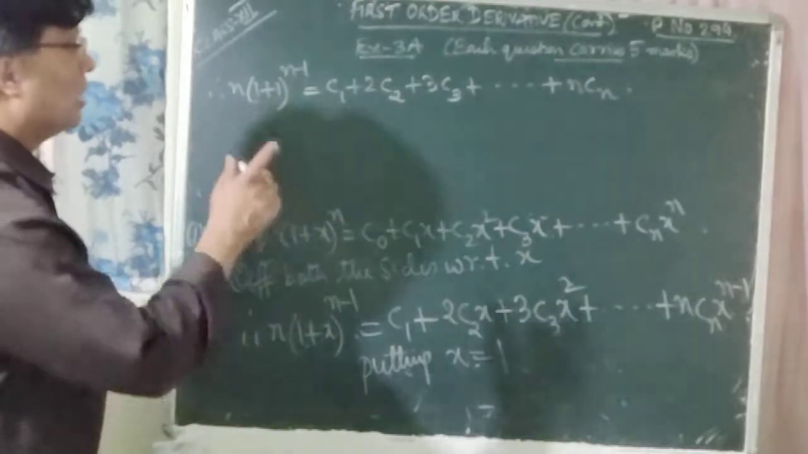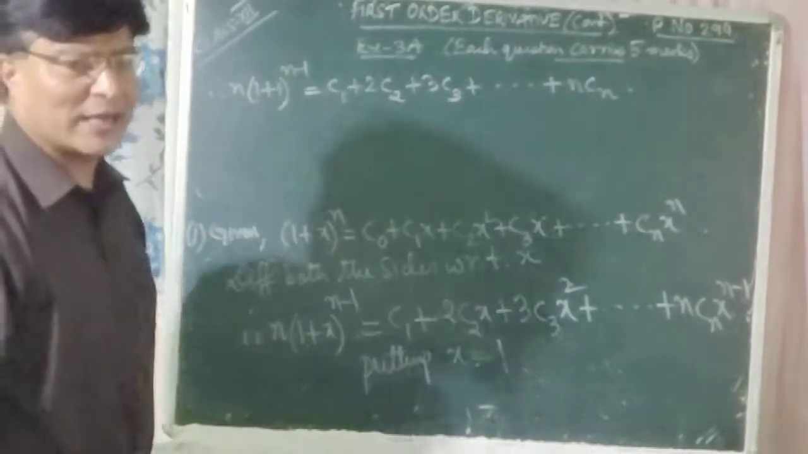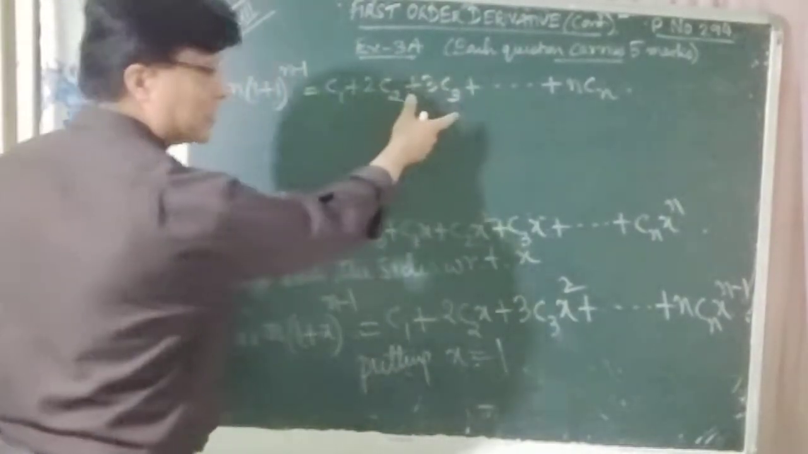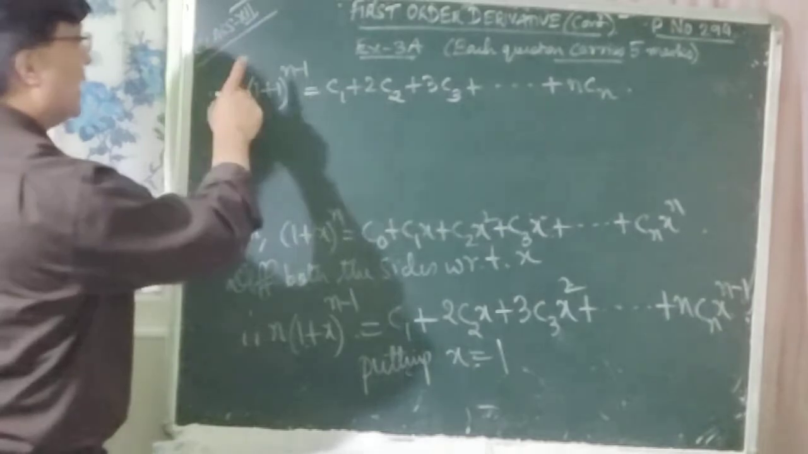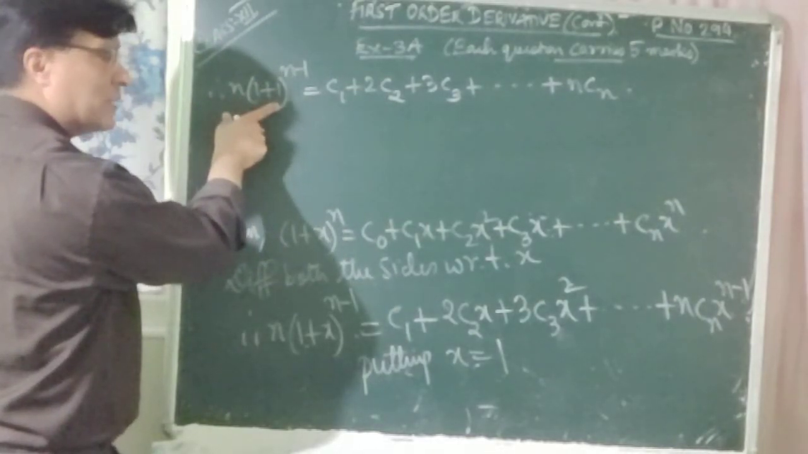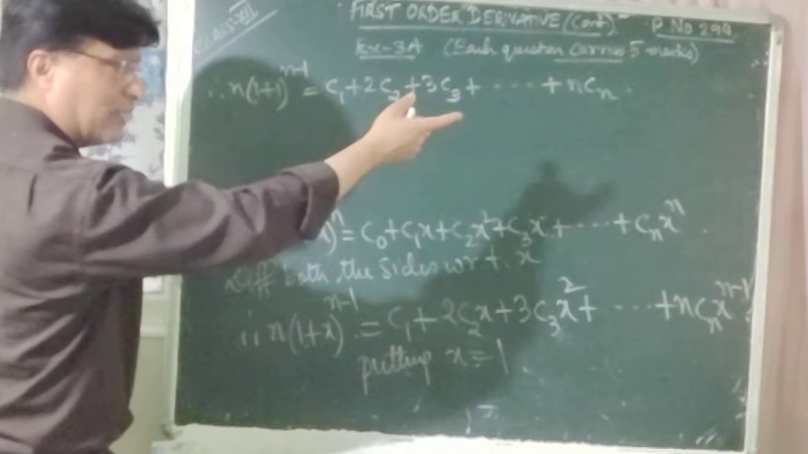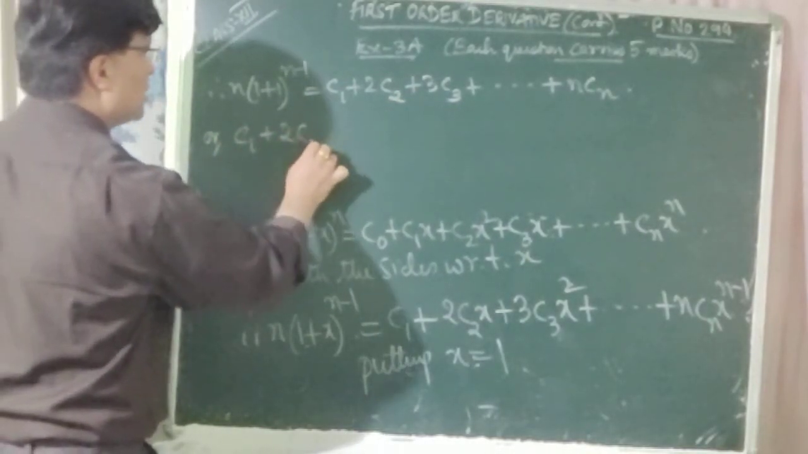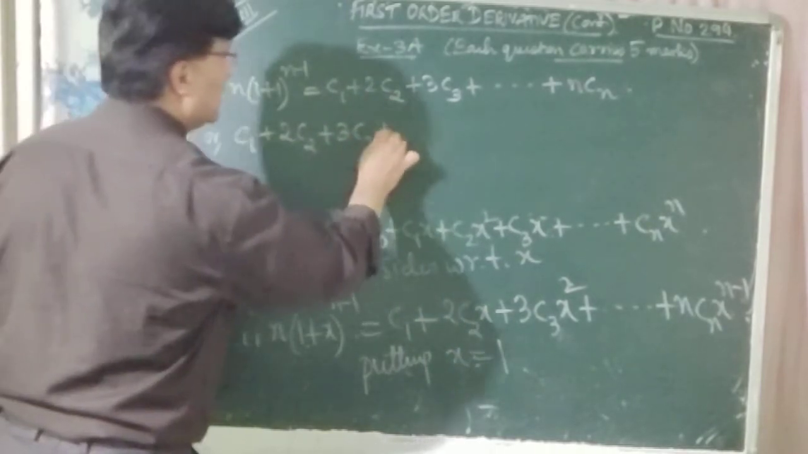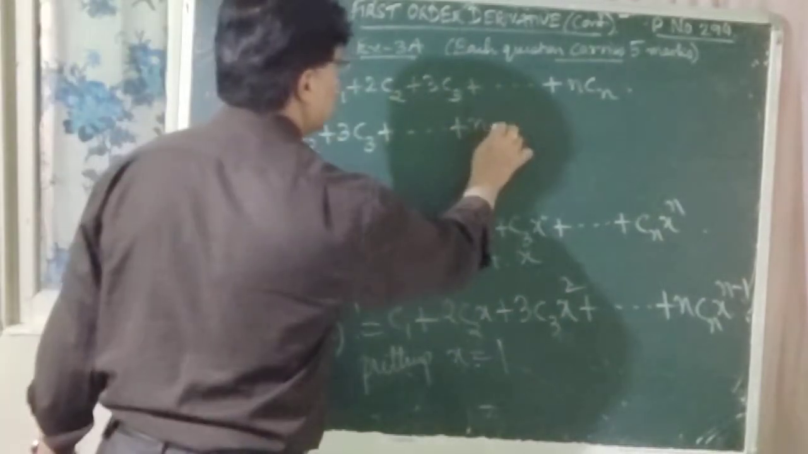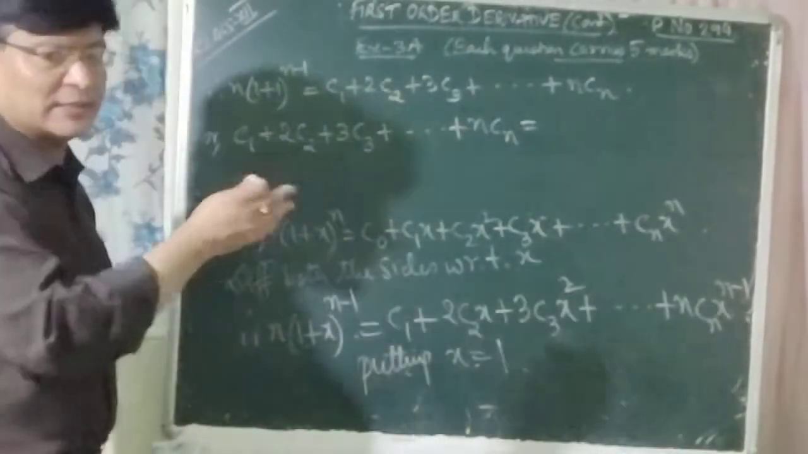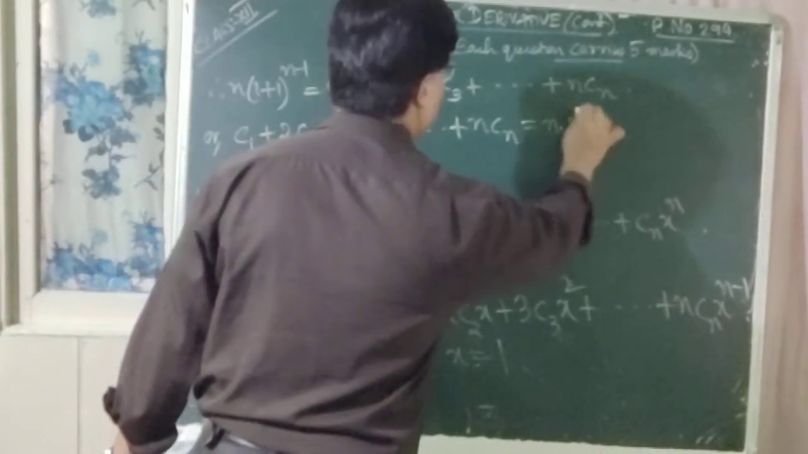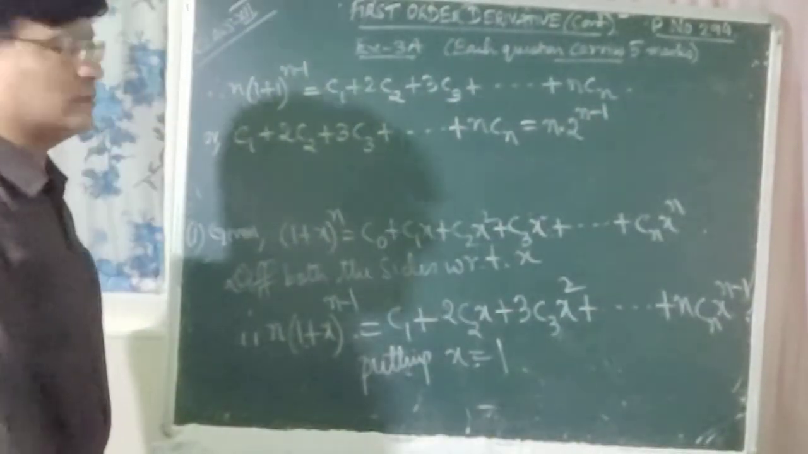So now you write all the terms which are on the right hand side in the left hand side, and the terms which are on the left hand side, you should write them on the right hand side. Okay. So what do we get? c1 plus 2c2 plus 3c3 plus ... plus ncn. That means we are exchanging the sides. Is equal to n into, what is that, 1 plus 1? It is 2 to the power n minus 1.